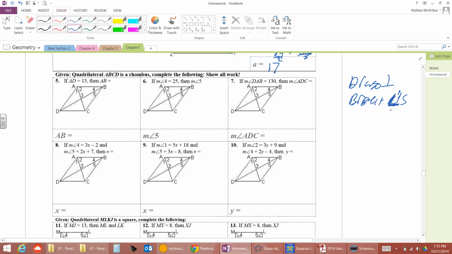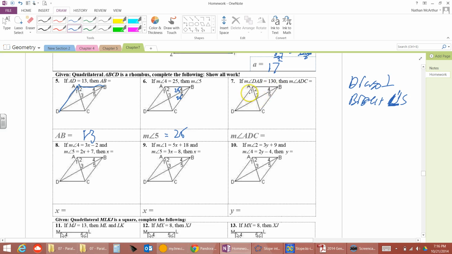All right, so now let's take a look. AD is right here. Then what is AB? Well, it's a rhombus. All four sides are the same length. So AB's got to be 13. Measure of angle 4 is 25. Well, 4 is right here, and this is 25. We know that it bisects the angle. So I know that 5 also has to be 25. So I say angle 5 is equal to 25.